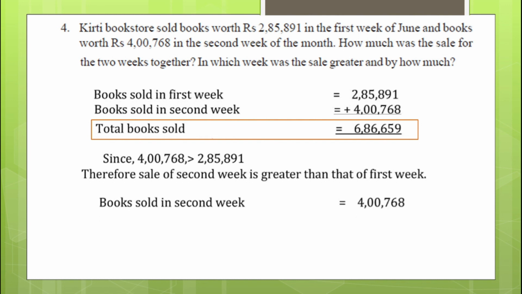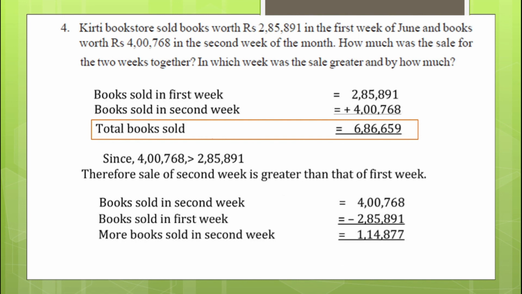But we have to find out by how much. So books sold in the second week minus books sold in the first week. So we will get the difference, that is 1,14,877.